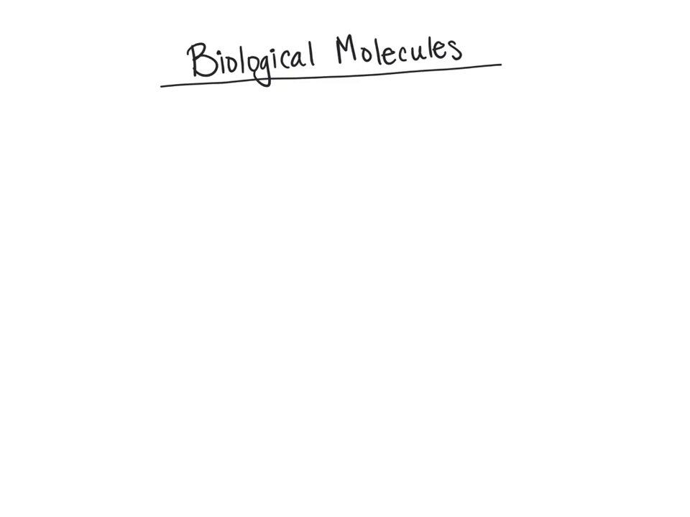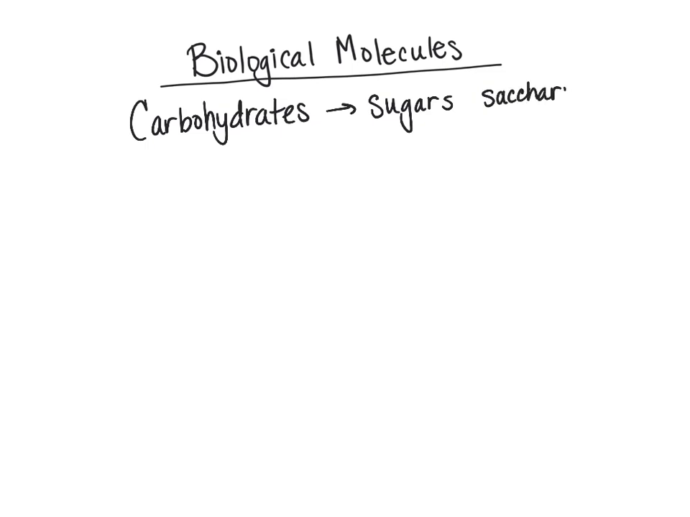So we're going to take a look at our biological molecules. We're going to look at 4 different biological molecule groups. The first group that we'll take a look at are the carbohydrates. So the carbohydrates, typically we think of these as being sugars. The technical term here, though, is saccharide, or saccharides, for the different sugars.